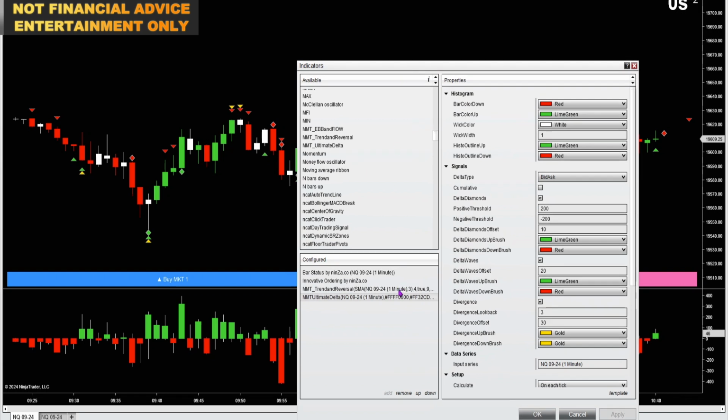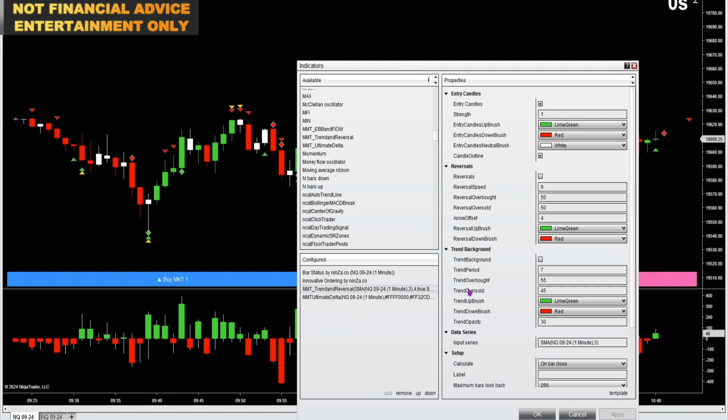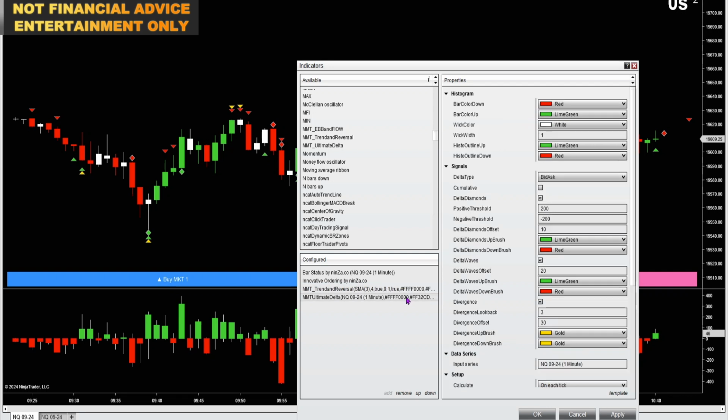I've got the MMT trend and reversal. Only have the entry candles enabled. Nothing else. The reversals are disabled, trend backgrounds disabled. Strength of 1. The input series is a 3-period SMA. For the ultimate delta, I've got this in bid-ask mode.